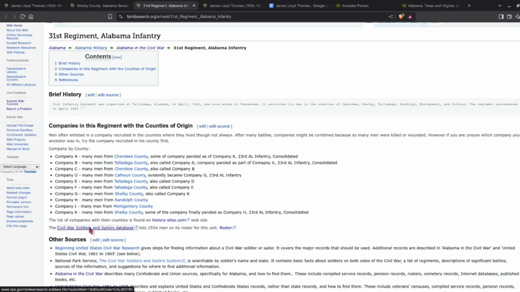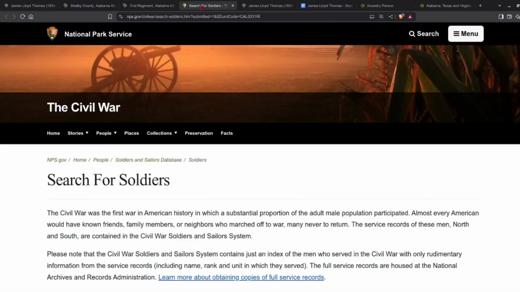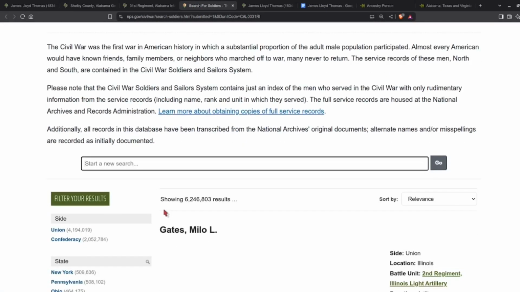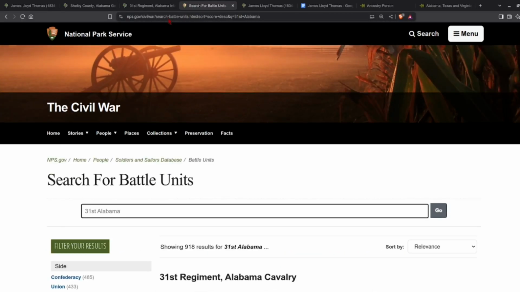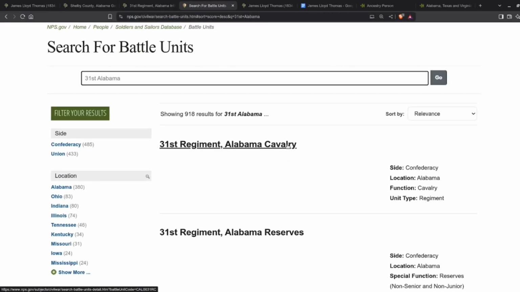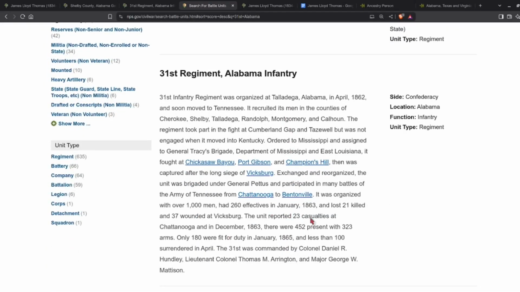Now, this Civil War Soldiers and Sailors is useful. So let's go there. And I do have a direct link to the 31st Alabama Regiment just to save time, but this is what it is, and you can then search for your ancestor, or you could search for the regiment and learn more about the battles they may have been involved with. So here's the 31st Regiment of Alabama, and he was in the infantry, and so luckily there is some information here. And these are the battles that he would have been involved with.